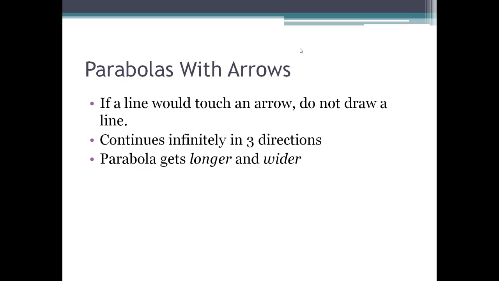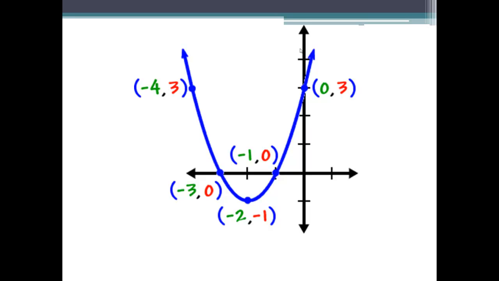All right, let's move on to parabolas with arrows. Remember, the arrows mean that the parabola is going to continue in the direction of the arrow. So, if a line would touch an arrow, we are not going to draw the line. We're going to remember that the arrows mean that the parabola continues infinitely in those directions. It means that the parabola is getting both longer and wider. So let's look at a couple examples.